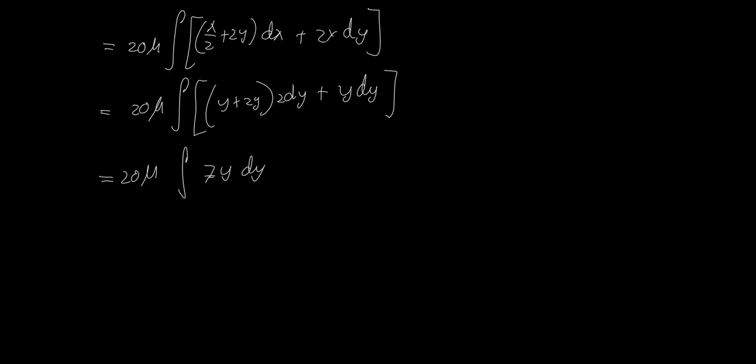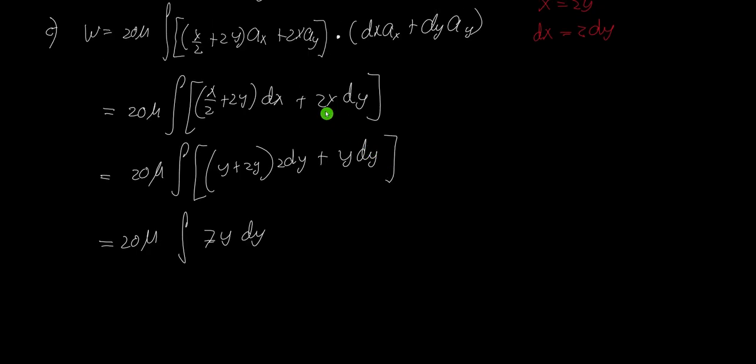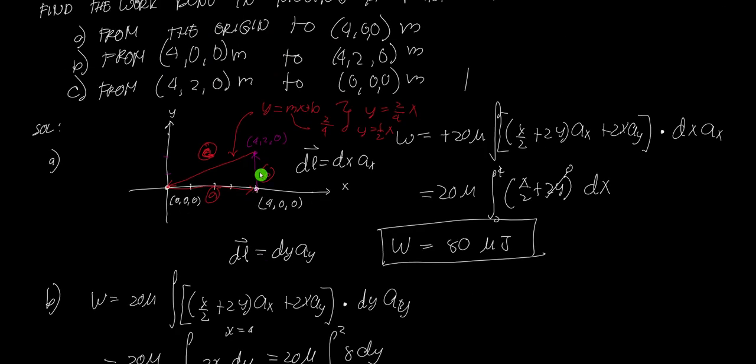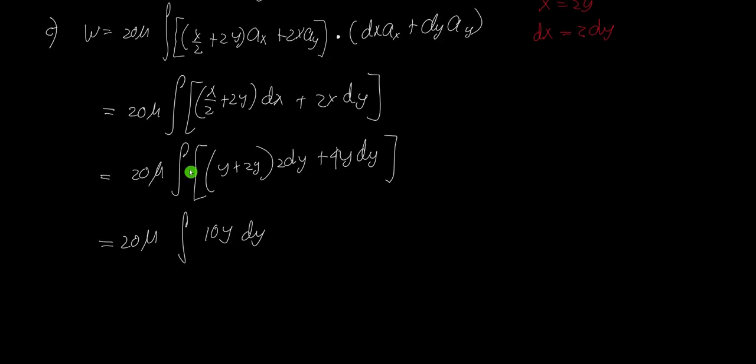There's a correction here. 2x, x is equal to 2y, so this will be 2 times 2y. It's not just y, it should be 4y. So this is 4y. We have 3 times 2, 6, plus 4. That will be, instead of 7, this should be 10y dy. And the limit, because this is with respect to y, we just look at the values of y. So we start at this point, the value of y is 2. We end up with this point, the value of y is 0. So this should be from 2 to 0.